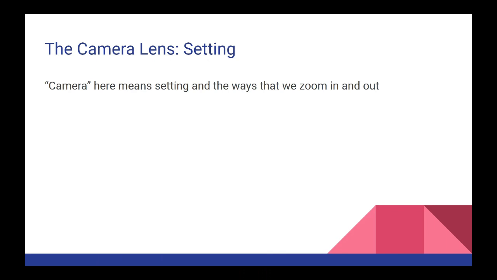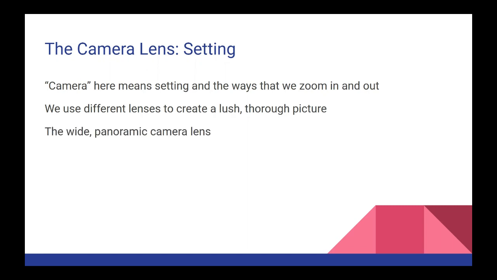But what I'm particularly going to talk about here is this idea that we zoom in and out throughout a piece of creative writing when it comes to our sense of setting and how close up and far out we get. So when we use different camera lenses, so to speak, with setting, that creates for readers a lush, thorough picture. So we have what I call, and I'm going to use some movie making concepts here, the wide panoramic camera lens, the medium camera lens, and the close-up camera lens.